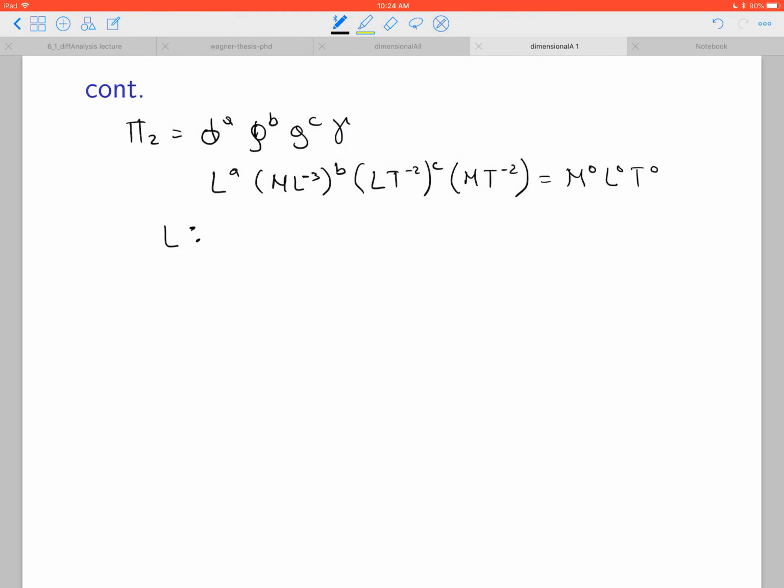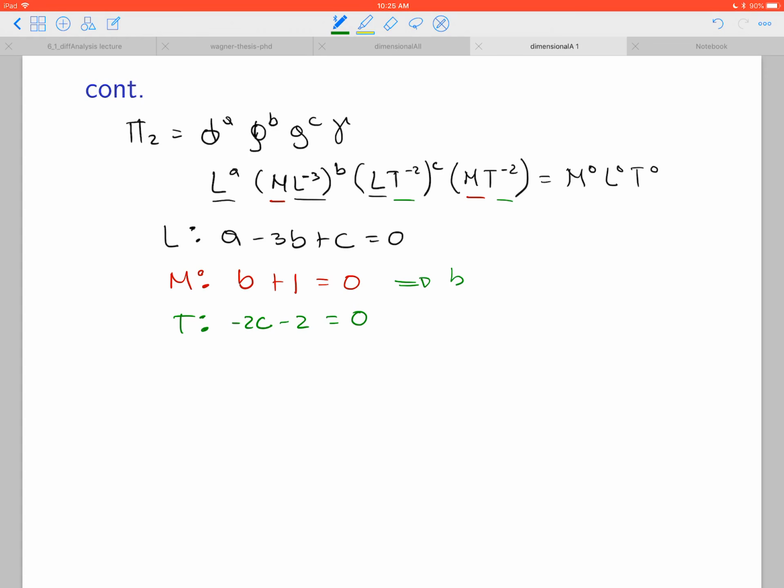The equation for length is a minus 3b plus c equal to 0. For mass, we have b plus 1 equal to 0. And for time, we have minus 2c minus 2 equal to 0. So from here we have that b equals minus 1 and c is equal to minus 1.